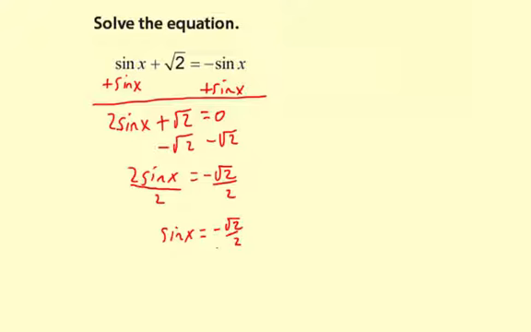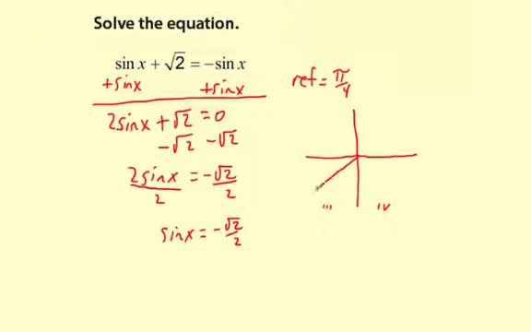So then the question is, for what angles x, measured in radians, does the sine of x make negative square root of 2 over 2? Well, I know the reference angle is just going to be pi over 4. But then for the sine to be negative, we need to figure out what quadrant that's going to be in. Okay, so sine of x is negative in quadrants 3 and 4.